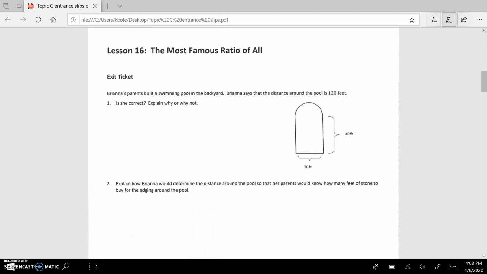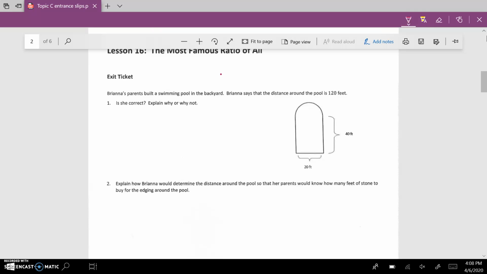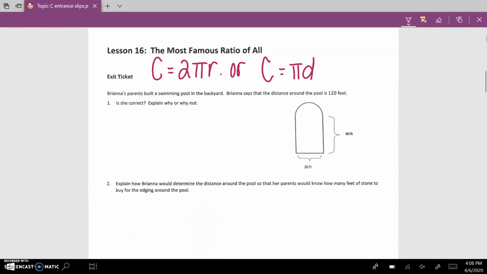Before we get started, I do want to make sure we put the formulas at the top, plus the more you write the formulas, the easier it is for you to remember them. We're just talking about circumference in this one. So C equals 2 pi r, or you could have C equals pi d. It just depends on what type of problem you're doing.